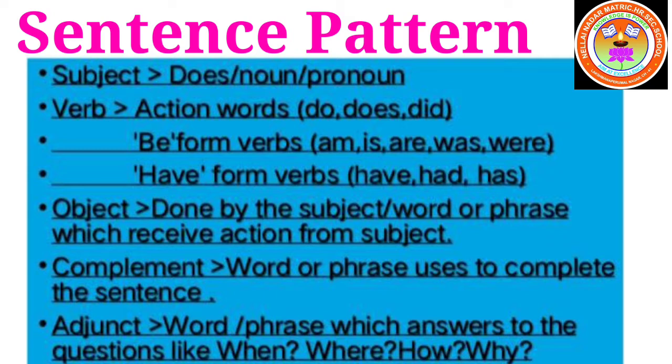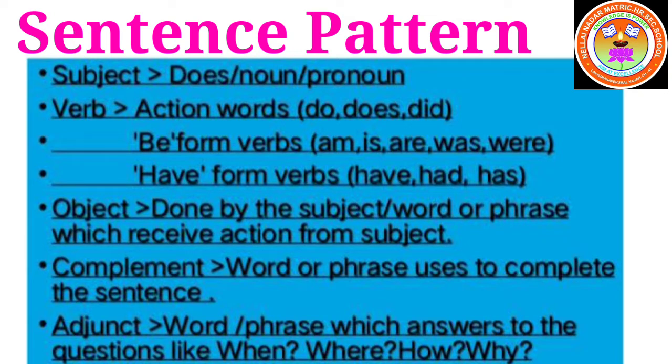Then the pronouns: I, we, you, he, she, it, they. These kinds of pronouns can be a subject. So the doer, noun or pronoun, is called the subject of the sentence. So we have to split the subject alone from a sentence.